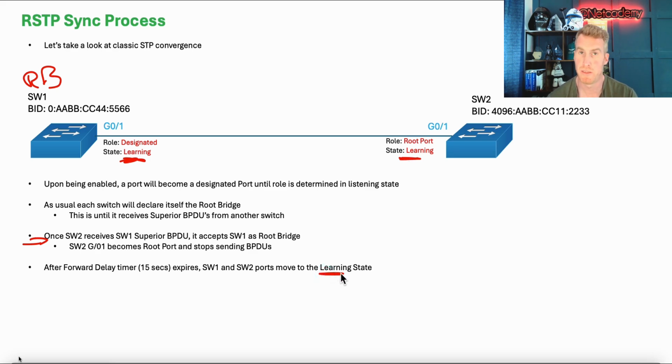We were in the listening state for 15 seconds. So for 15 seconds, SW1 and SW2 were listening for all those BPDUs that were coming through on the links, learning which BPDUs were superior, if any, which BPDUs were inferior. And after the 15 seconds, they then move into the learning state, where those interfaces are learning the entries, learning MAC addresses that are communicating.